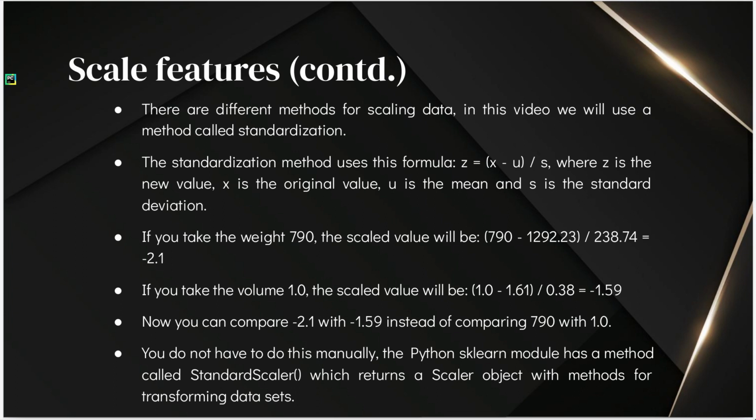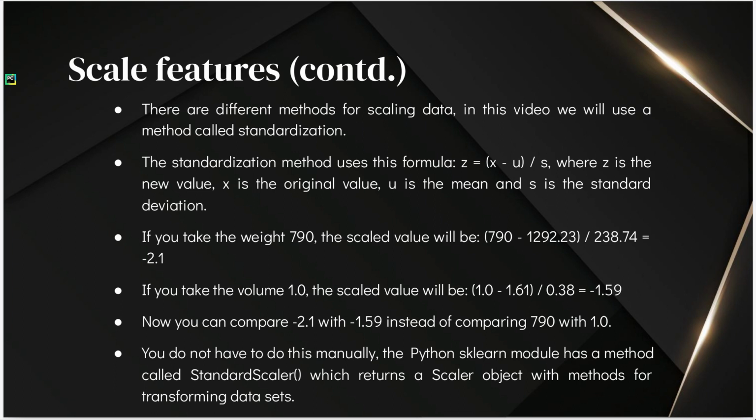Standardization uses this formula: z = (x - u) / s. Z is the new value, the return value, x is the original value, u is the mean, and s is the standard deviation. u and s are very conventional symbols used for mean and standard deviation.